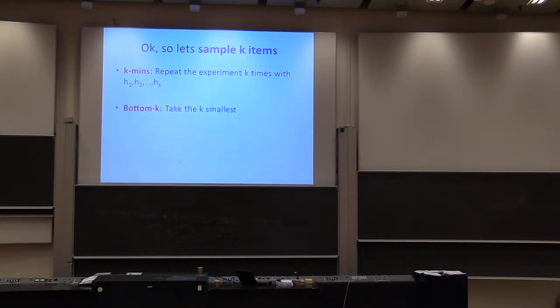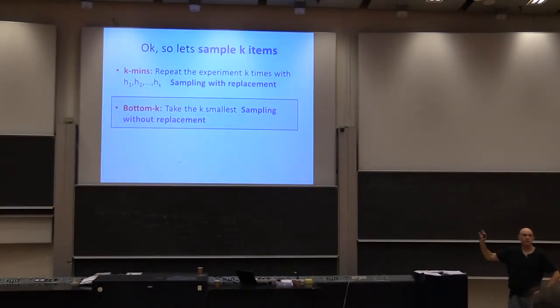If you want to get exactly k items, you can still use one hash function and take not only the smallest, but the second smallest, the third smallest, the k smallest items. So this corresponds to sampling with replacement, and this corresponds to sampling k items without replacement. And here I always stay with a subset of size k. I'm going to stick with this method for the rest of the talk. So my sampling scheme is basically to keep the k smallest items according to some hash function.